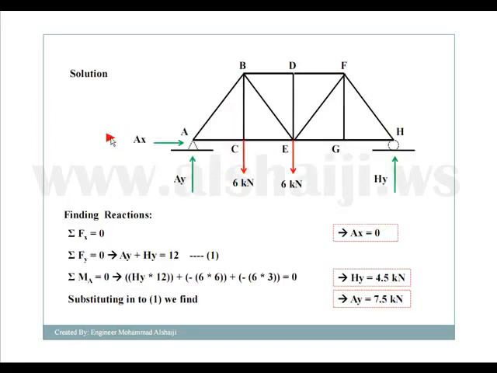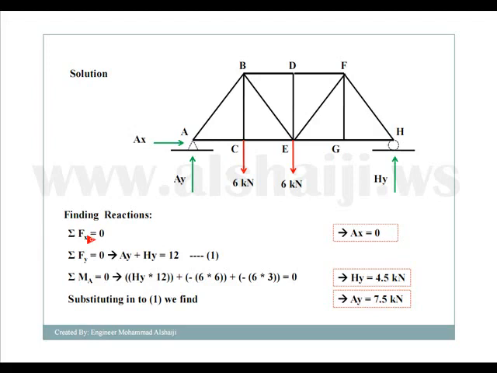Let's do that first. At A, we have a hinge, and the reactions should be AX and AY. We have a roller at H, and we have a reaction of HY going upwards. So, how to find the reactions? We find the summation of the forces in the X direction and set that to 0, and we find the summation of the forces in the Y direction, and that should equal 0 as well.